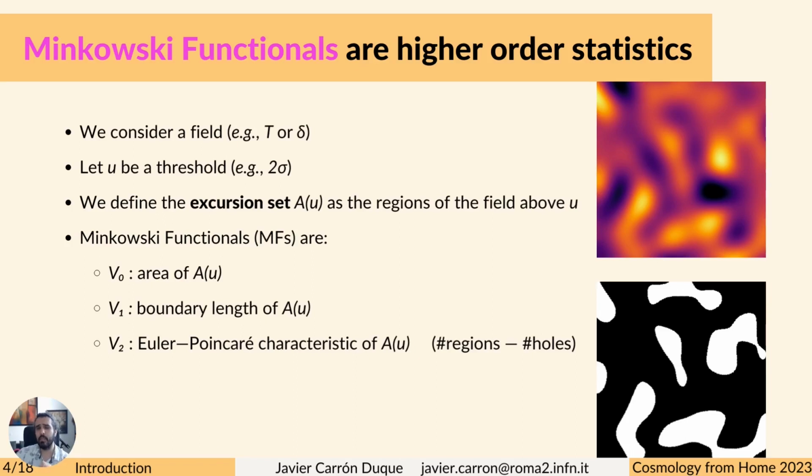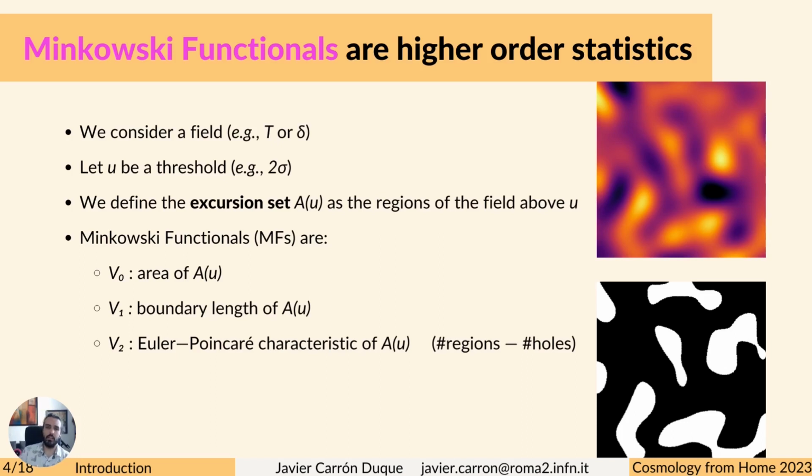And now this set can be characterized by 3 quantities. First is the total area of the set. Then we have the length of the boundary of this set. And finally, we have the number of disconnected regions minus the number of holes that they may have. This is called the Euler-Poincaré characteristic and it's a topological quantity. These 3 quantities together are called the Minkowski functionals. And they can be proven to characterize the excursion set under certain desirable conditions.